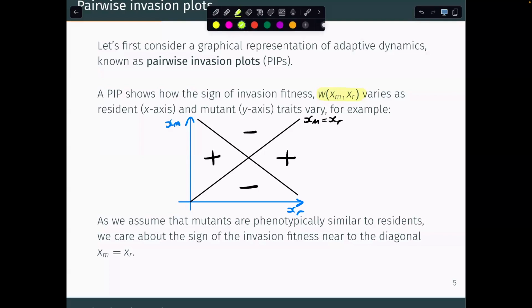And then we care really then about what happens close to this main diagonal here. Can anyone tell me why we care what happens close to the main diagonal? Yeah. Are we assuming that the mutant is similar to the resident? Exactly, yeah. So we don't really care about what's happening over here or down here, because that would imply that there's some kind of large mutation.